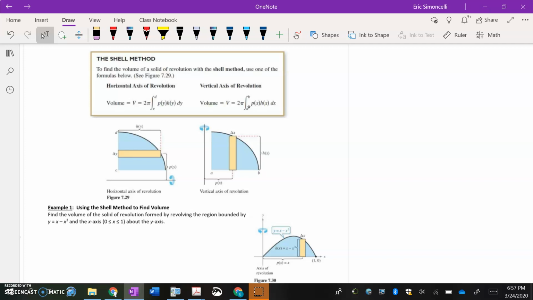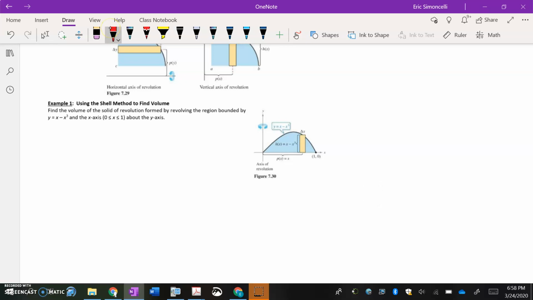So if you consider the idea of, well, with the first picture here, delta y is a representation of a horizontal representative rectangle, which is parallel to the axis of revolution. A vertical delta x, or just representative rectangle in this case, is, again, parallel to the axis of revolution, in this case a vertical axis, which speaks to, again, the formula that we're learning here today. Let's take a look at example 1 and start applying this, using the shell method to find volume.